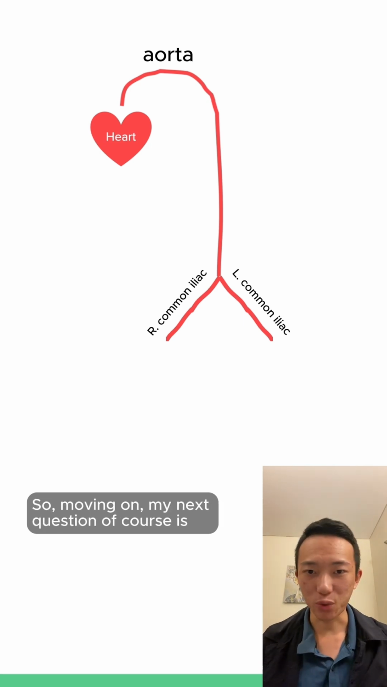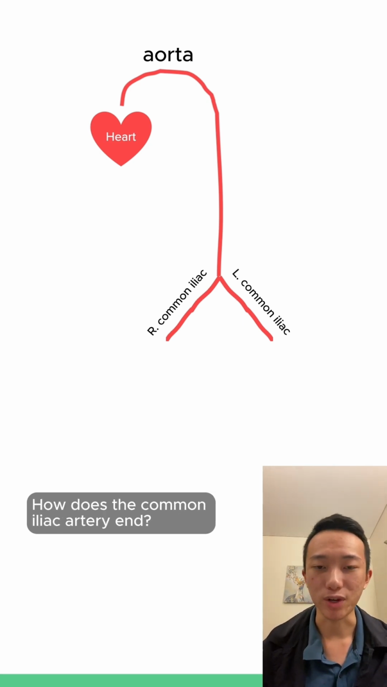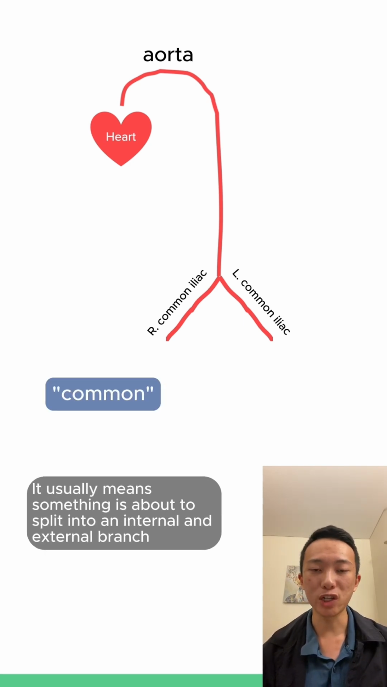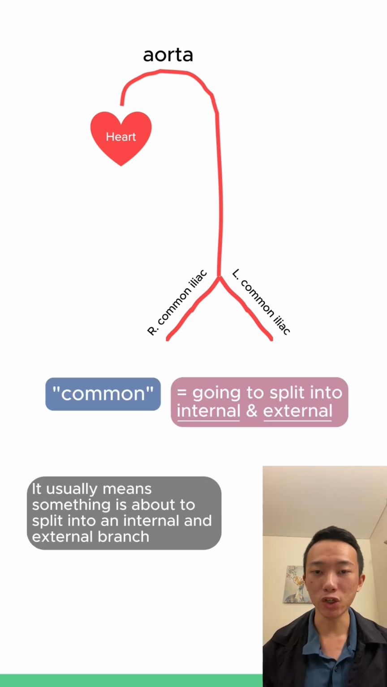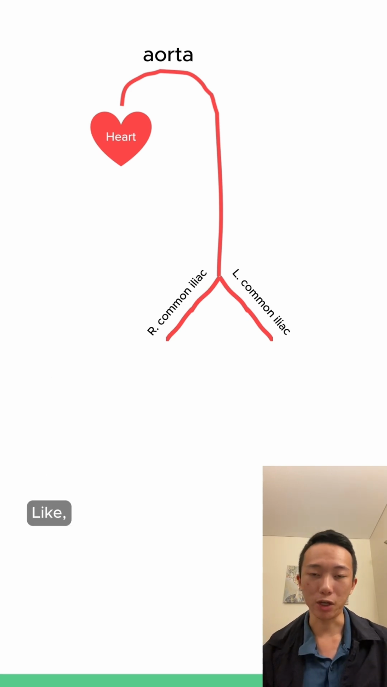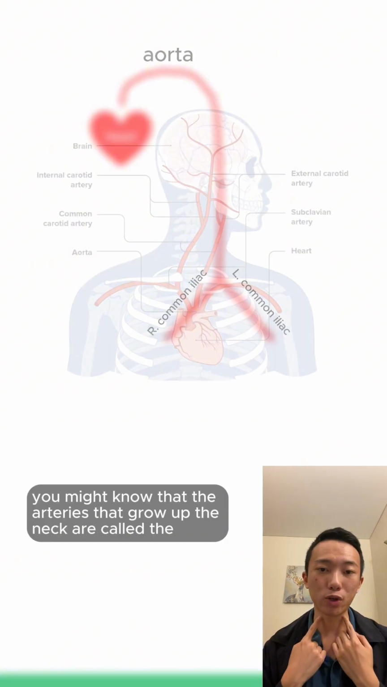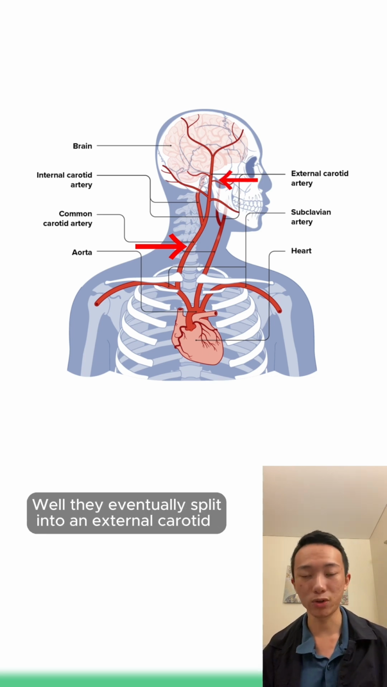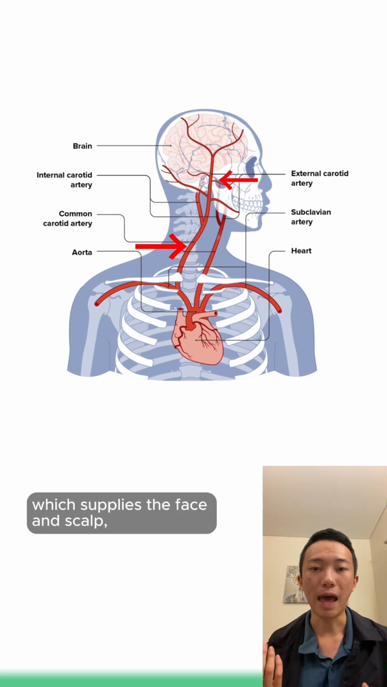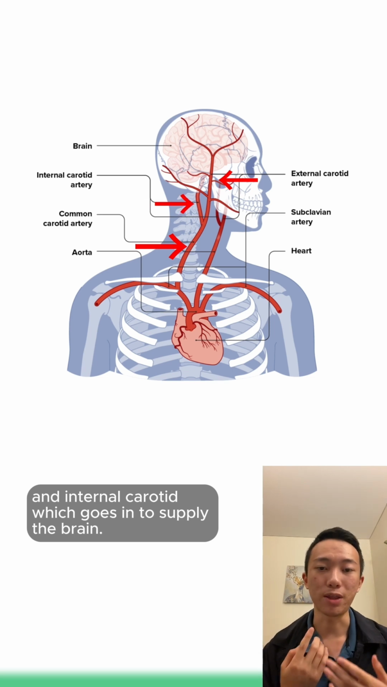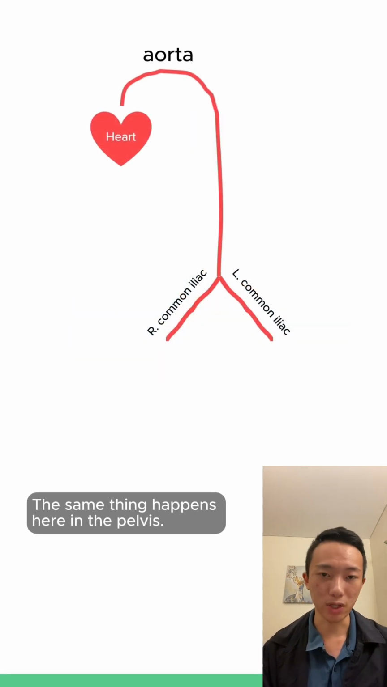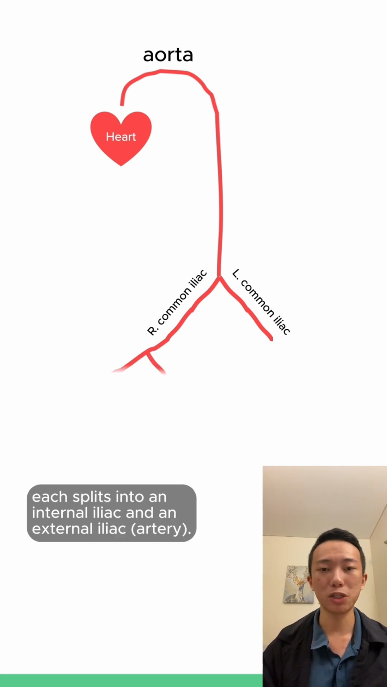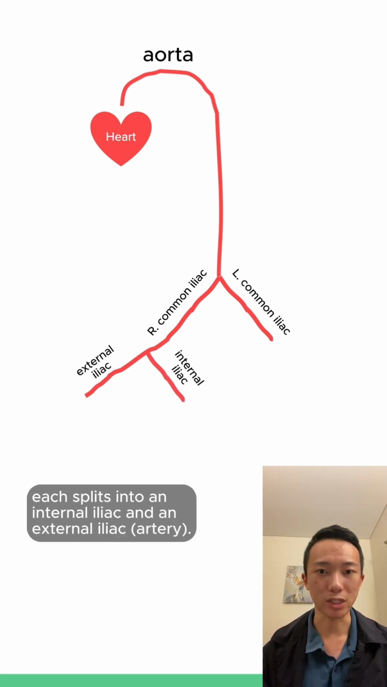So, moving on, my next question, of course, is how does the common iliac artery end? Here's a hint for you. Anytime in anatomy you see the word common, it usually means something's about to split into an internal and an external branch. Like, you might know that the arteries that go up the neck are called the common carotid arteries. Well, they eventually split into an external carotid, which supplies the face and scalp, and an internal carotid, which goes in to supply the brain. So the same thing happens here in the pelvis. The common iliac arteries on both sides each split into an internal iliac and an external iliac.